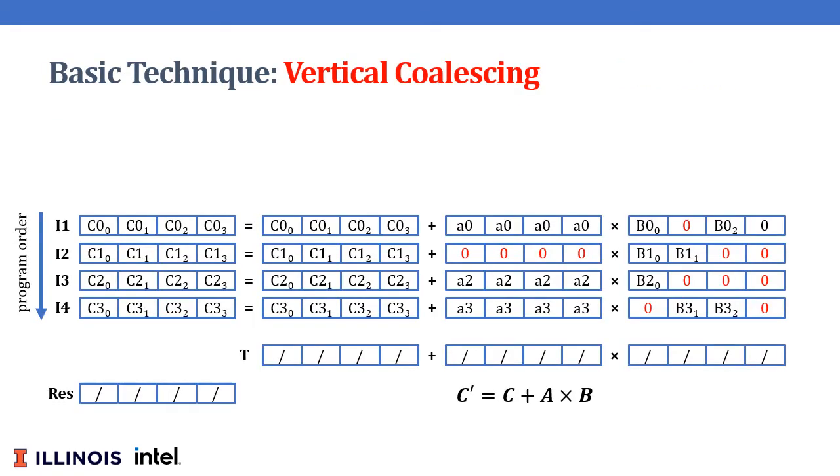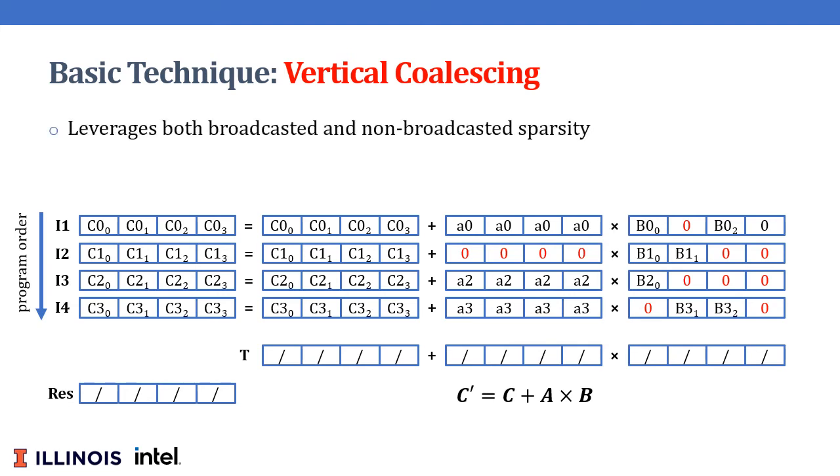The basic technique in SAVE is called vertical coalescing. It can leverage both broadcasted and non-broadcasted sparsity. Here we give an example. I1 to I4 are vector MAC instructions that compute C' equals C plus A multiplied by B. The instructions do not depend on one another and are ready in the reservation station. Each instruction has 4 lanes.